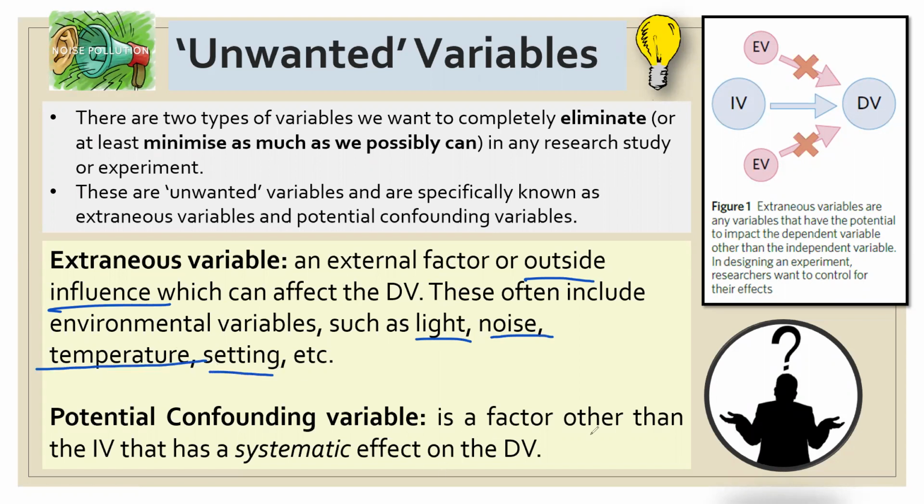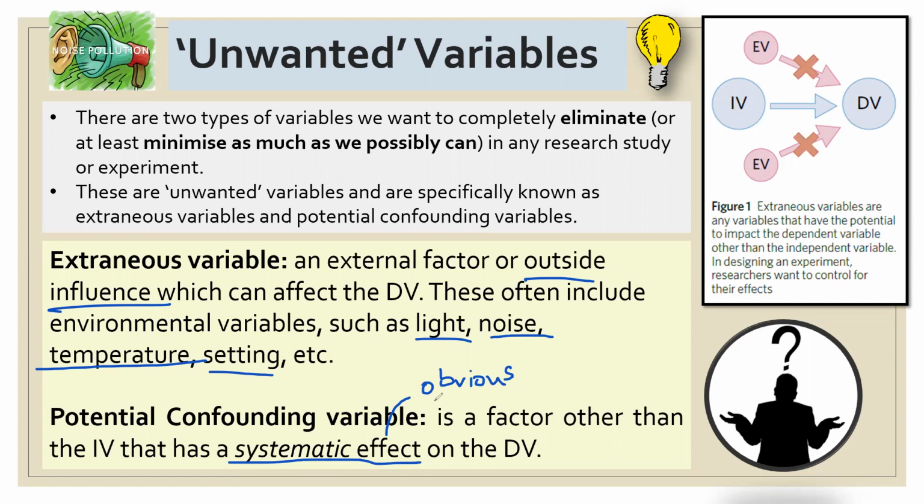Potential confounding variables are a factor other than the IV that has a systematic effect on the DV. A lot of the time, what we mean by systematic is that it has an effect on the DV, but it's not always obvious at the beginning. If we're doing a quiz, for example, and I get you to listen to music and then do a quiz afterwards, one of you might say, Miss, the lights are off. Can we turn the lights on? So we notice that straight away and we fix that problem straight away.